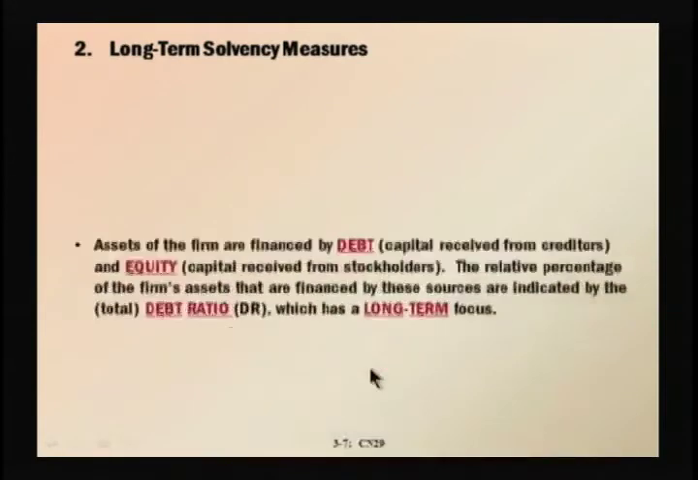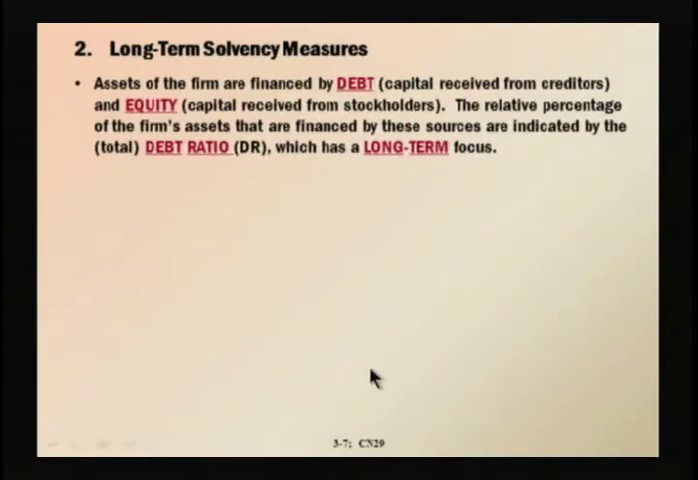The second category are the long-term solvency measures. In this case, we're trying to look at how the firm's assets are financed. Solvency being able to meet obligations, insolvent being bankrupt or not able to meet obligations, gives you some idea that we're talking about how much debt the firm uses here. So debt is obviously financing by creditors, and equity is financing from stockholders. So if we look at the relative percentage of the firm's assets that are financed by debt, we'll call that the debt ratio or the total debt ratio.